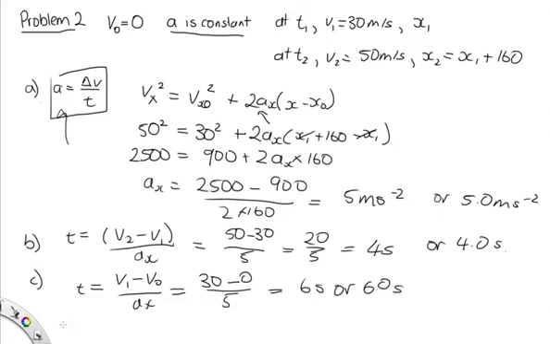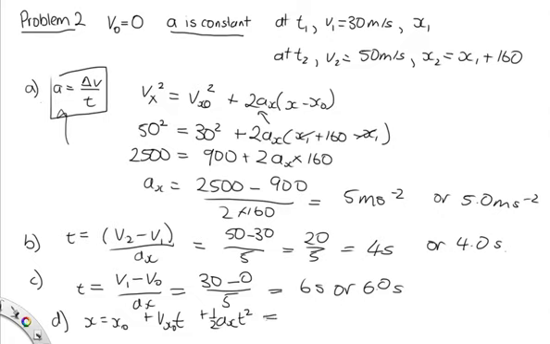And finally, part D says the distance moved from rest to the time the train has obtained a speed of 30 meters per second. So now we need to calculate the distance. Our formula for calculating distance is x equals x0 plus vx0 t plus a half ax t squared.